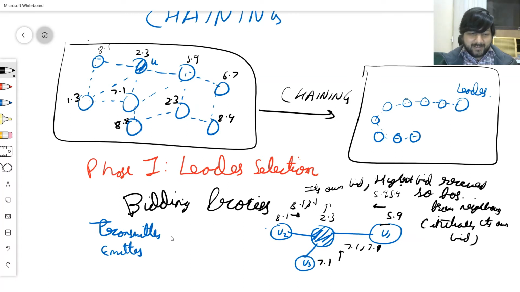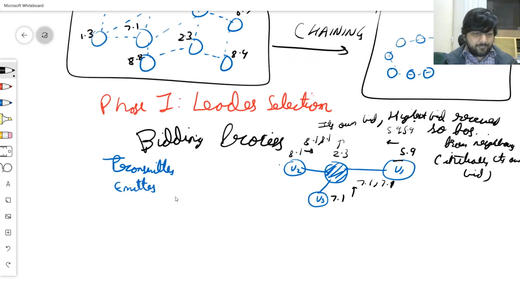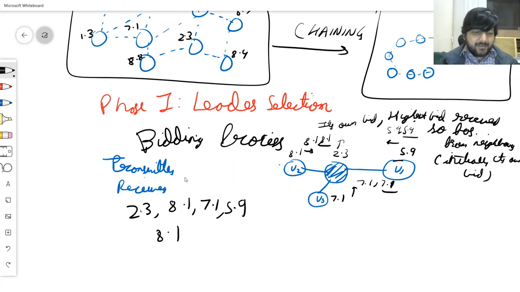So this one will get, its own bid is 2.3, and the bids that it gets are 8.1, 7.1 and 5.9. So the highest is 8.1. So it will transmit its own bid and 8.1.